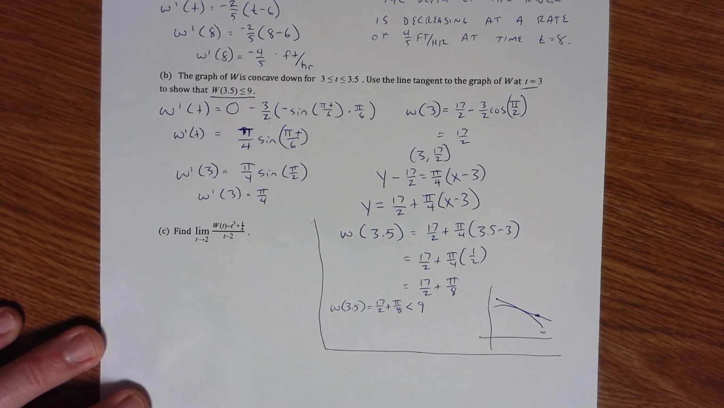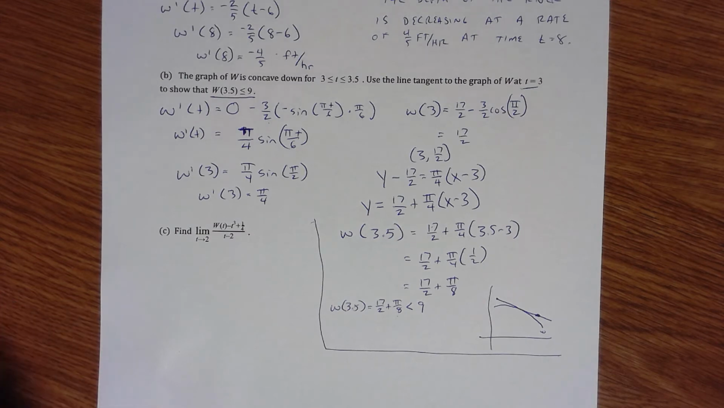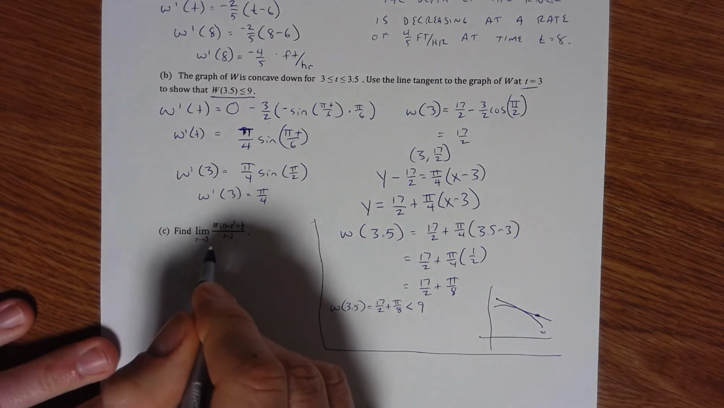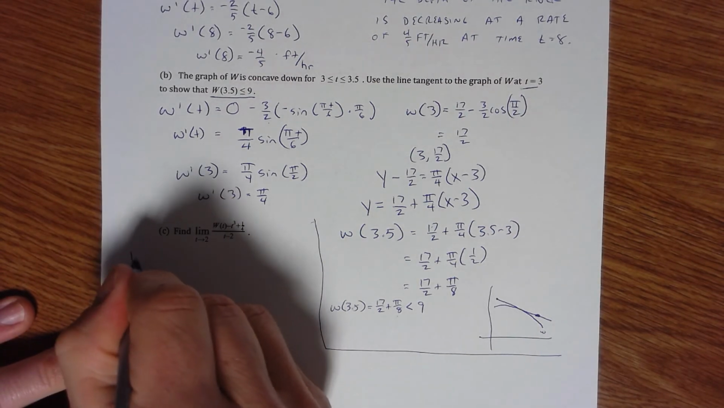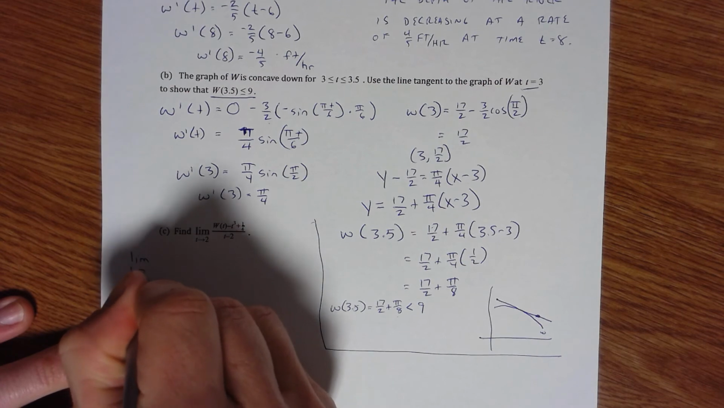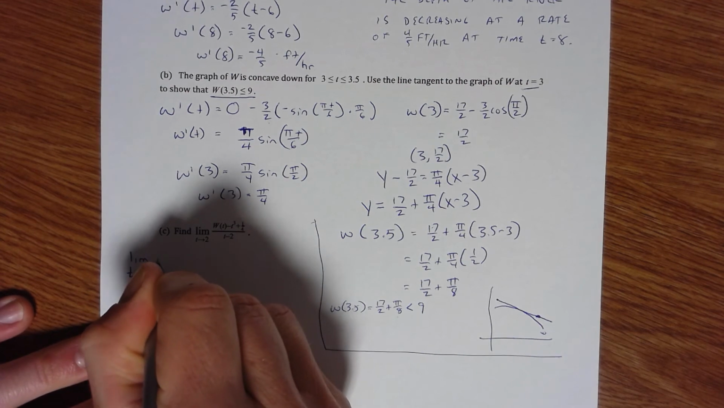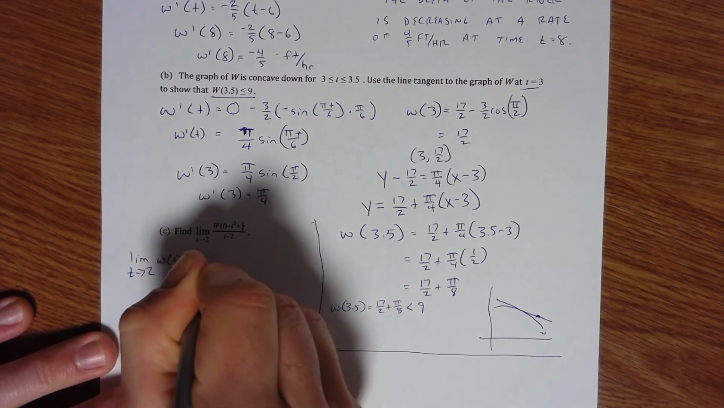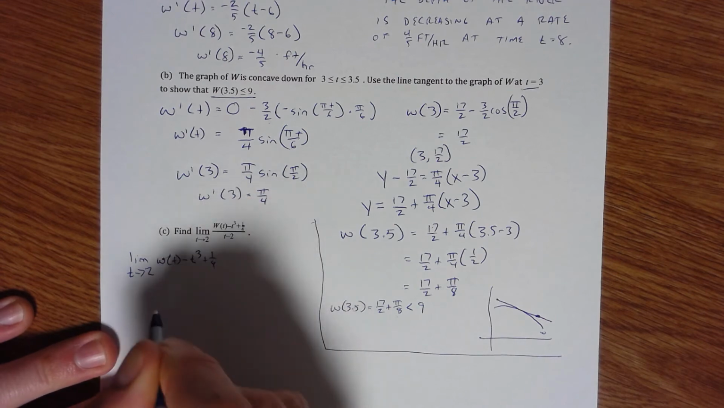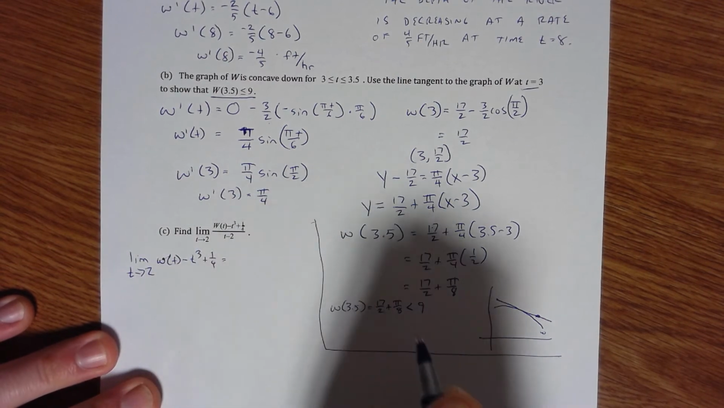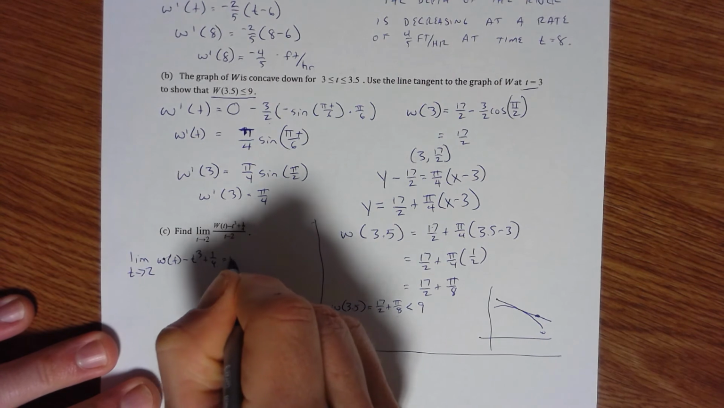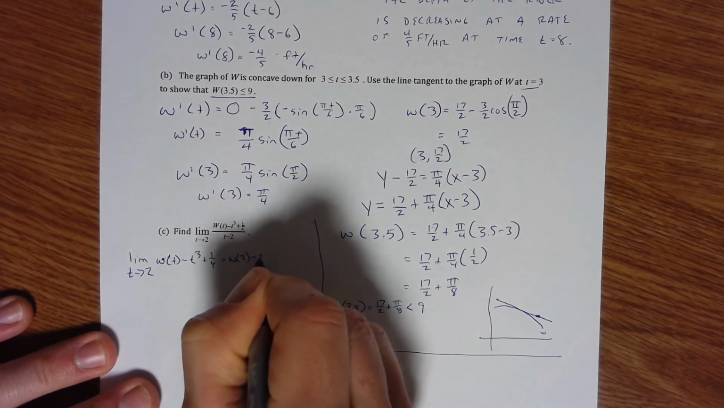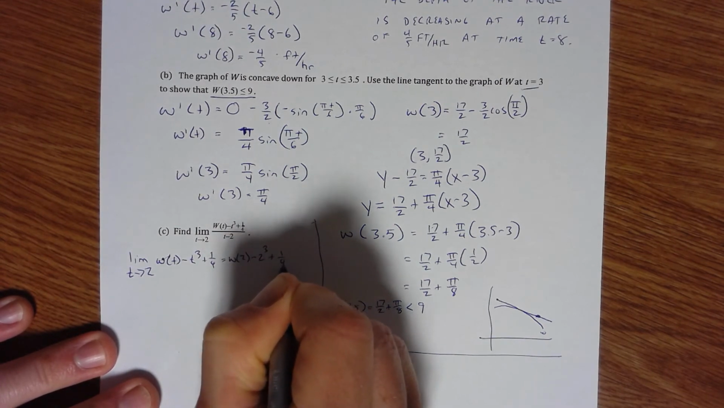Find the limit as t approaches 2 of w of t minus t cubed plus 1/4, that whole quantity divided by the quantity t minus 2. So let's take a look at what happens with the numerator and the denominator. So let's evaluate the limit as t approaches 2 of w of t minus t to the third plus 1/4. So that's going to equal w of 2 minus 2 to the third plus 1/4.